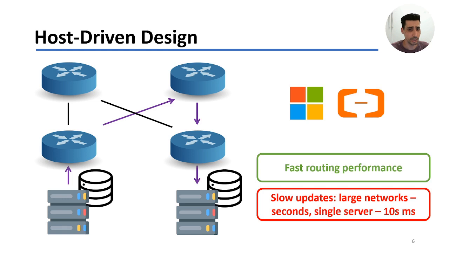When mappings are changed, updating all the relevant hosts can take seconds in large networks, and tens of milliseconds for a single server to get new mappings. This places substantial load on the control plane and, during the inconsistency window, on the destination server as well.